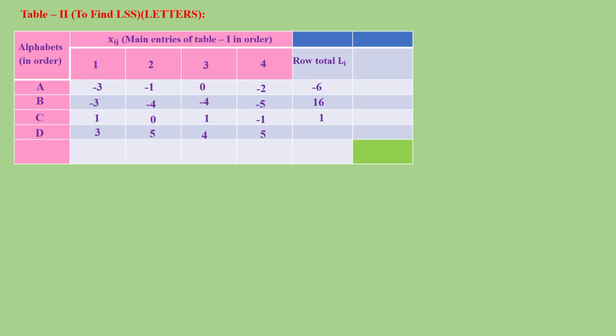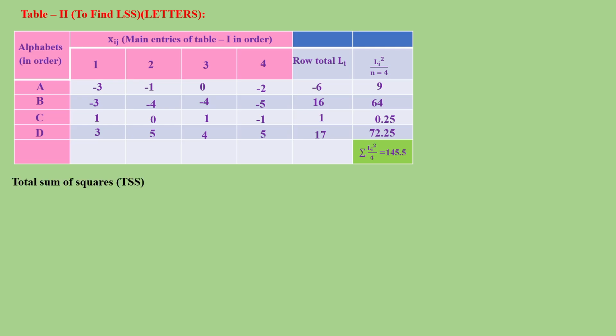Then 1. Then the last one, 17. That is minus 16, right? Then Li square by n, right? N is 4. So 9. So minus 6 square by 4, 16 square by 4, 1 square by 4, then 17 square by 4, 72.25. Then sum of Li square by n. So you will get 145.5.